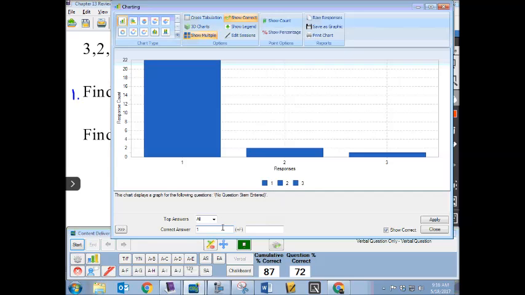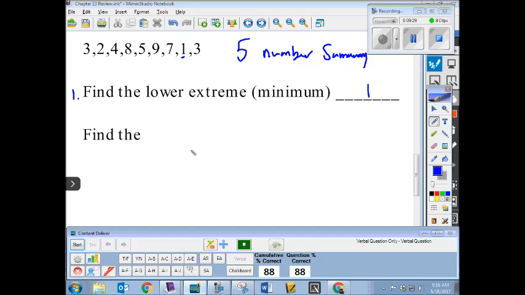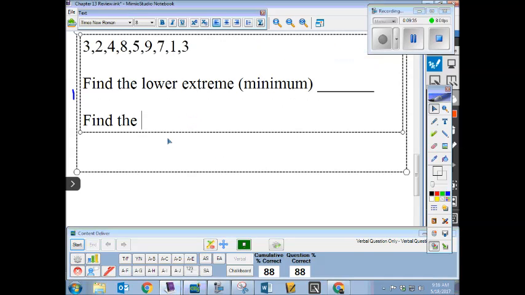Well, no, we didn't. Thought we did, but evidently not. We had 3 people not thinking 1 was the smallest number. It doesn't get much easier than that, guys. It's identifying the minimum. You just got to look through the list there. Okay, here we go. Let's go on to the next one, which is going to be finding the lower quartile. Find the lower quartile, also known as Q1.